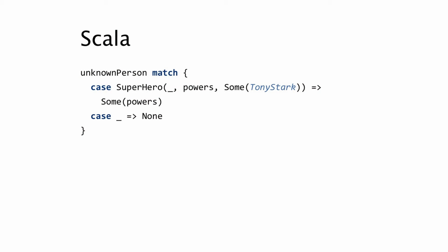While in Scala, you can type it just once. This is almost identical code to the Java version, and this is the match expression again. But see, in the case clause, in the branch, there is no constant to match against. There is a pattern. You say, if the person looks like this, that is, it is a superhero, we don't really care about its name, give us its powers, and check if the alter ego is Tony Stark. Then get the powers. Otherwise, return none.